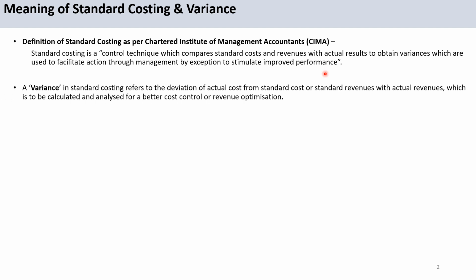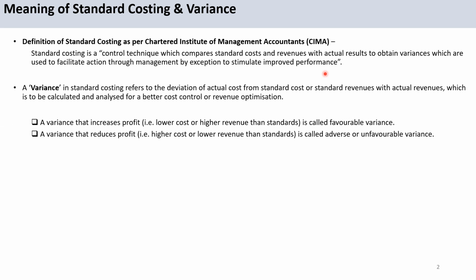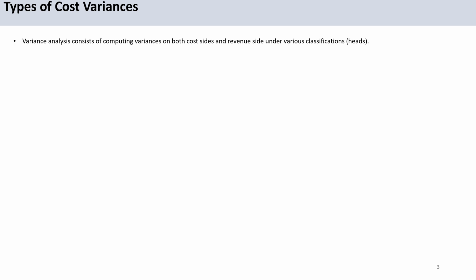Variance is simply the deviation of actual cost from the standards, or actual revenues from the standards. So this is calculated to have better cost control and revenue optimization. A variance which increases profit, that means either lower cost or higher revenue than the standards, is called favorable variance. And a variance that reduces profit, that means either higher cost or lower revenue than standards, is called adverse or unfavorable variance. Now let us understand what the types of cost and revenue variance are.